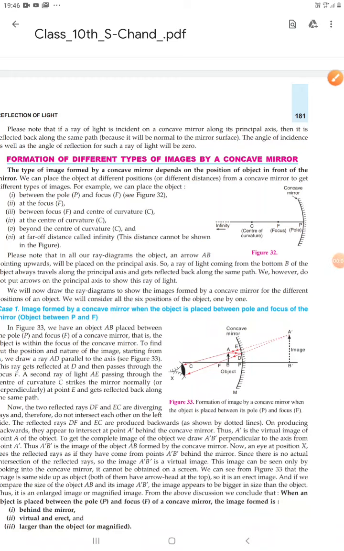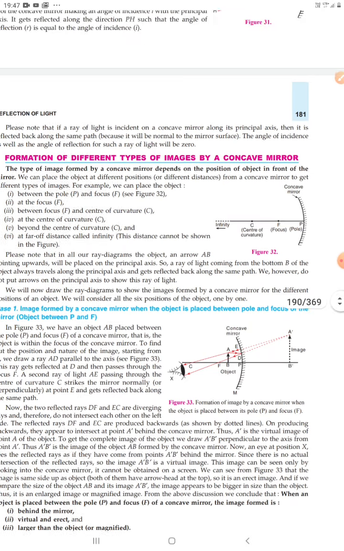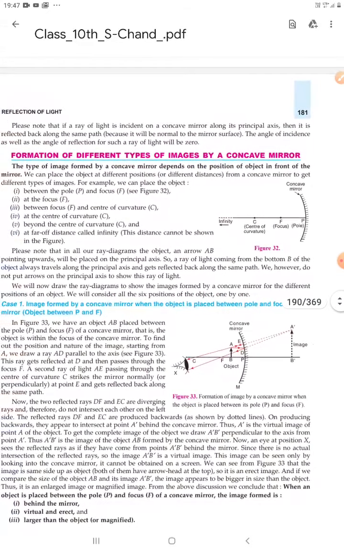We are discussing the formation of different types of images by a concave mirror. As I already told you, there are 5 conditions in which 5 types of image can be formed. So one by one we will discuss these image formations. In the first case, we will place an object between pole and focus.